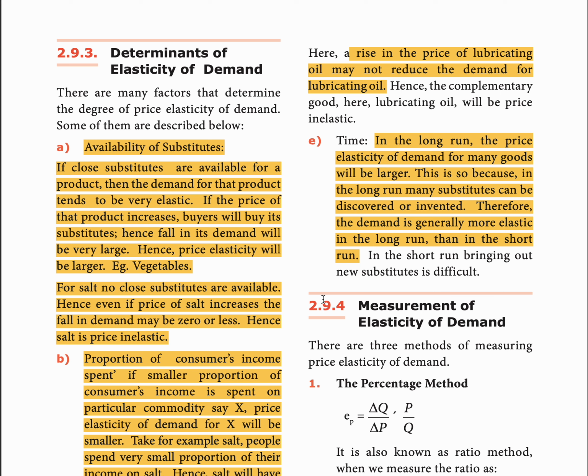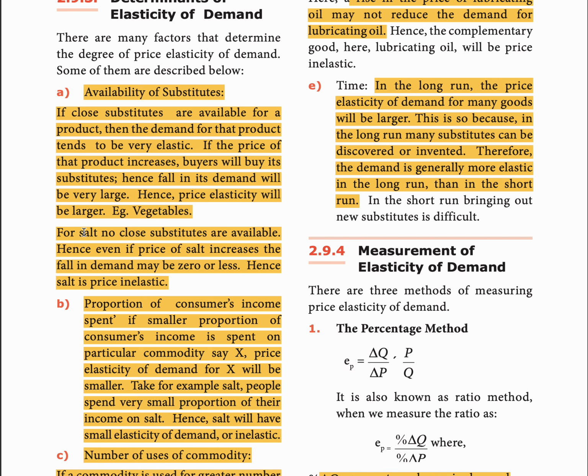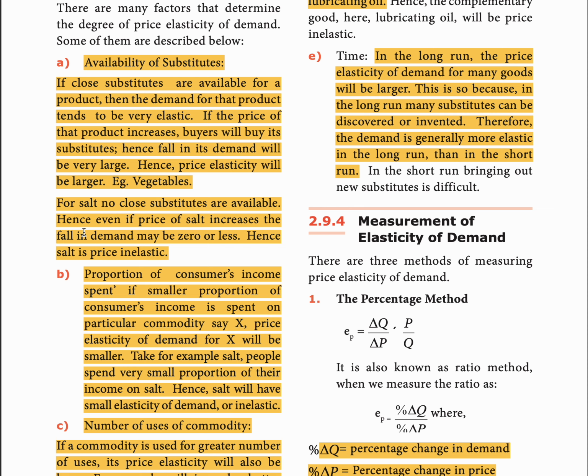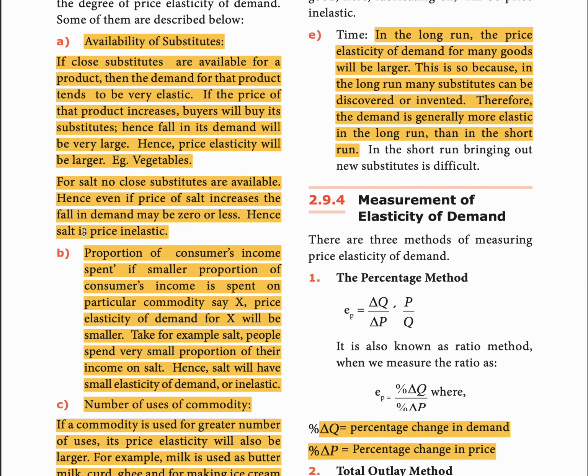So what it is saying is that if the price is increasing, then buyers will buy its substitute, and the fall in demand will be very large. So price elasticity will be very large. For example, if we take the example of salt, there is no close substitute available. Hence, even if the price of salt increases, the fall in demand will be zero or less. Hence, salt is price inelastic.